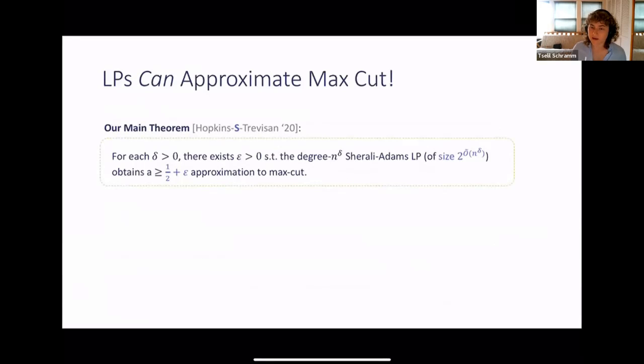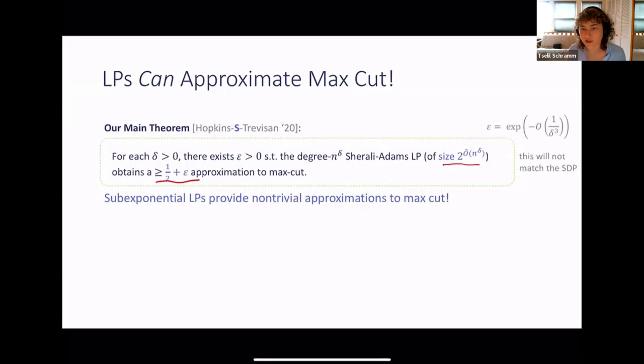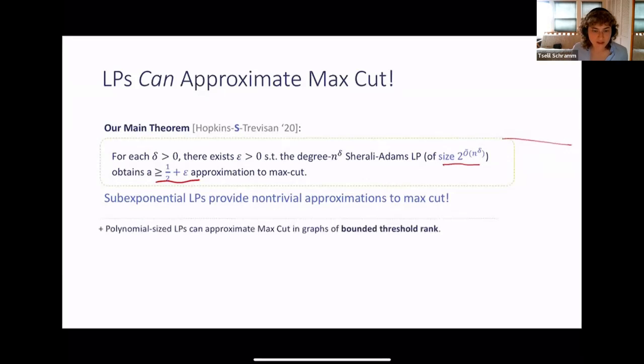And our work is a surprising converse to the previous statement. Essentially, what we show is that if you give me a size budget for the linear program that is exponential in n to the delta, so a sub-exponential size linear program, then there exists some epsilon such that I can get a half plus epsilon approximation. So it turns out that sub-exponential linear programs do achieve non-trivial approximations to maximum cut. This is a very surprising result in my opinion. It's important to say that there's no hope that the linear programs will match the performance of the semi-definite programs. This epsilon is a very, very tiny function of delta. But the important thing is that, qualitatively, LPs are doing something non-trivial.